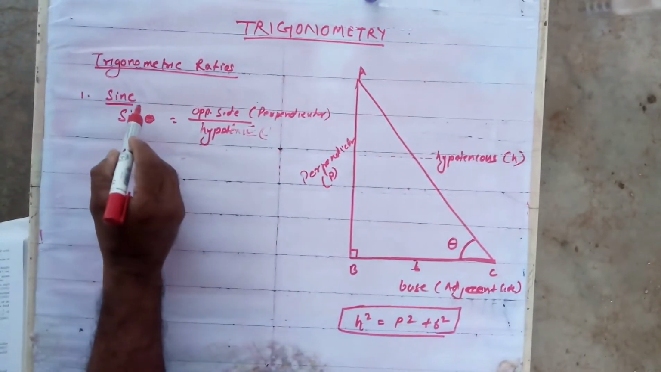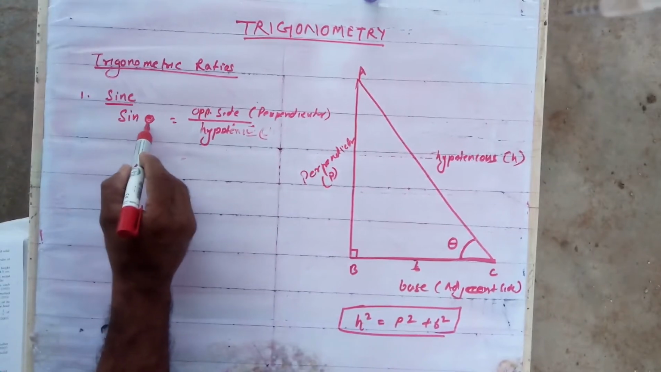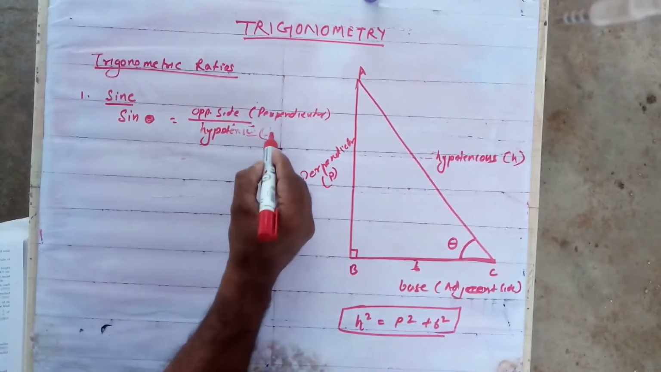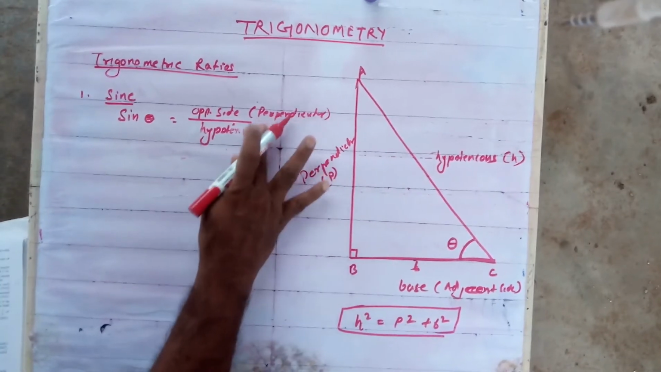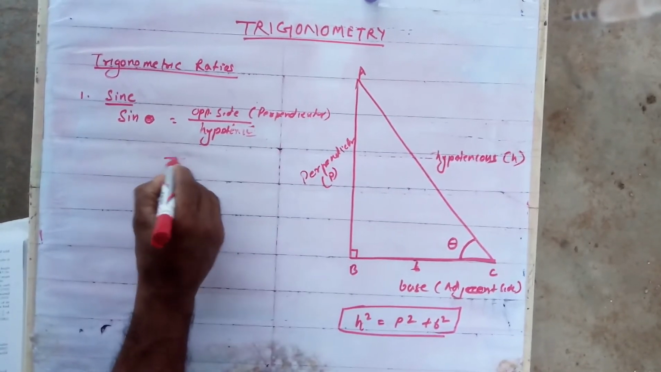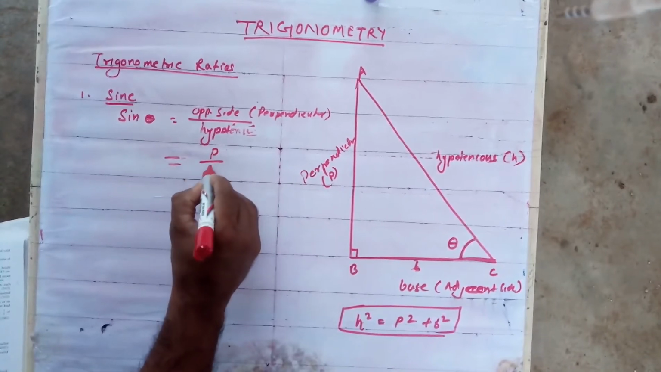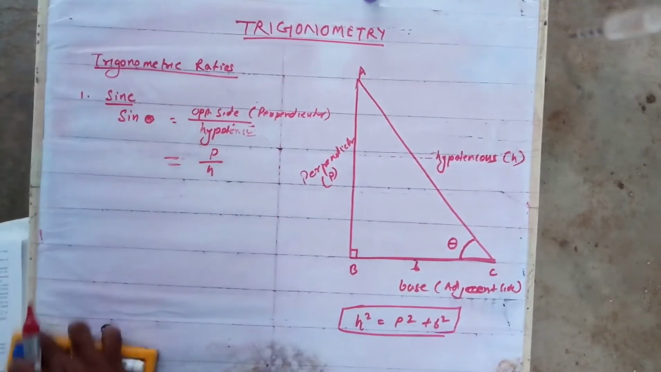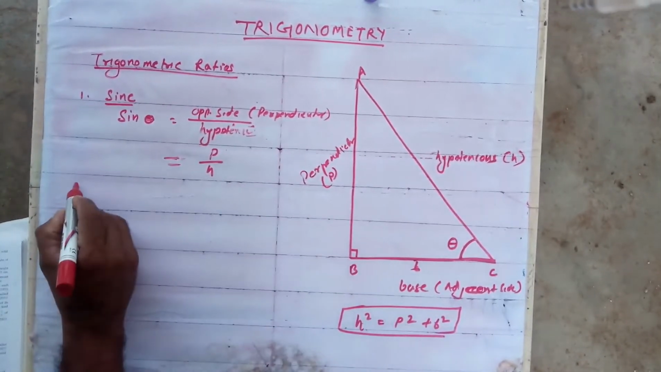Once again, sine theta is the opposite side or perpendicular divided by hypotenuse, denoted by h. So you can write directly: opposite side denoted by p, down is h, p by h. Similarly, I'll take the next ones a little fast because you have already read these things in your lower classes.